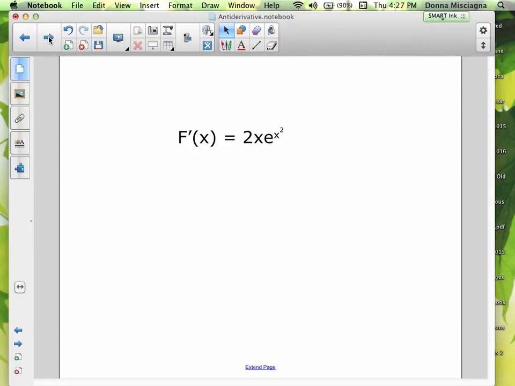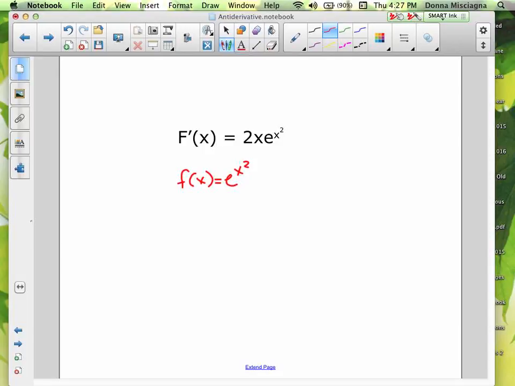But how about this one? So the derivative is 2x e to the x squared. What function has 2x e to the x squared as its derivative? Okay. So take a moment, write down your answer. Okay, welcome back. Right, so let me give you the answer first, and then if you wrote down e to the x squared, you are correct.